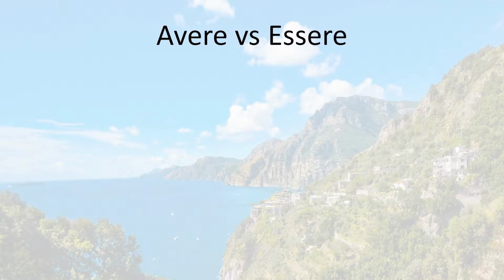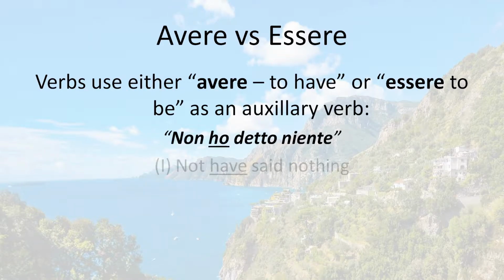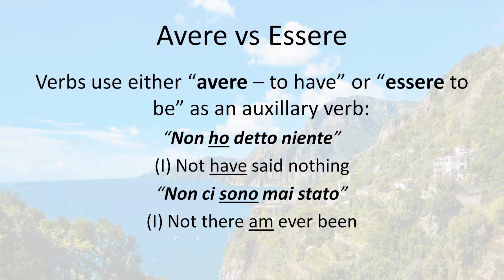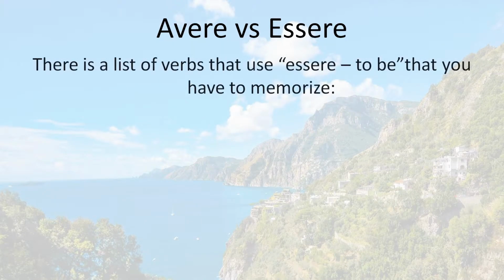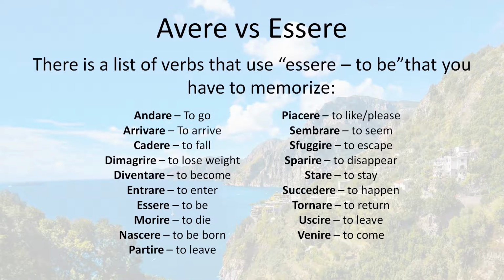Avere versus essere. Verbs use either avere, to have, or essere, to be, as an auxiliary verb. Non ho detto niente. I not have said nothing. Non ci sono mai stato. I not there am ever been. This is literally translated. That would be I haven't said anything, I haven't ever been there. There is a list of verbs that use essere, to be, that you have to remember. Andare, arrivare, cadere, dimagrire, and so on.